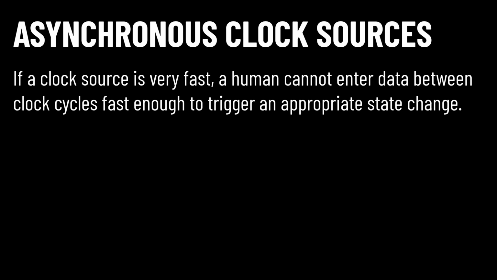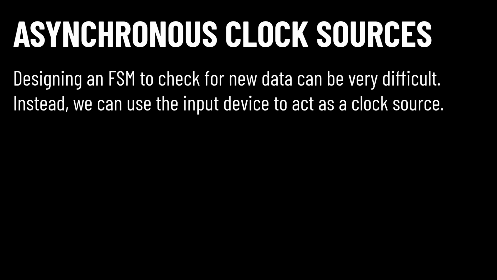may have a clock source of, say, hundreds of kilohertz. But I can't necessarily enter data that quickly into the padlock. Either the finite-state machine will have to be carefully designed to test for new data entry, or the act of entering data into the machine can be used as the clock source. So by asynchronous clock source, I mean that we're using the depression of a push button or keypad button as the clock signal. Two big issues can occur when doing this.